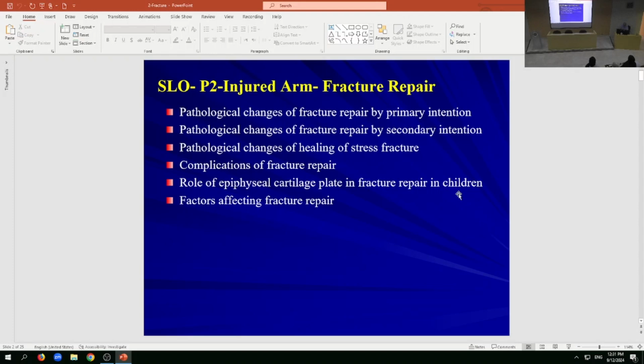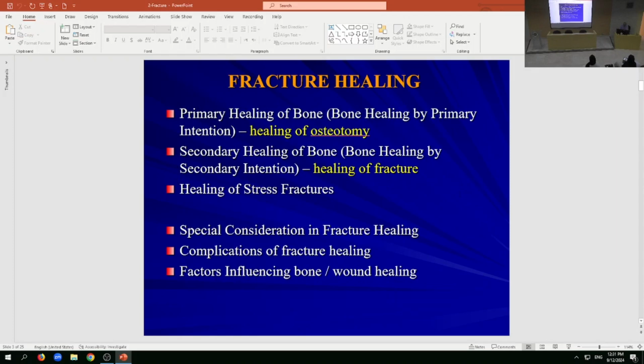These are the specific learning objectives of the fracture. I will cover a little bit of details. Healing of bone is of two types. One of them is called primary healing, or healing by primary intention. This is the type when there is no inflammation, as I will describe now.